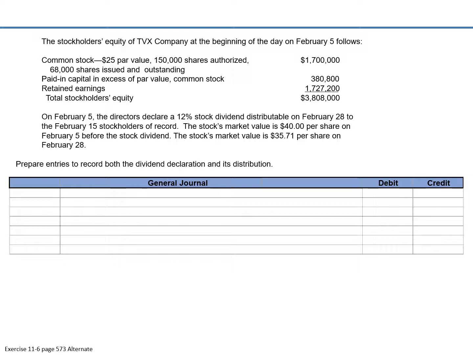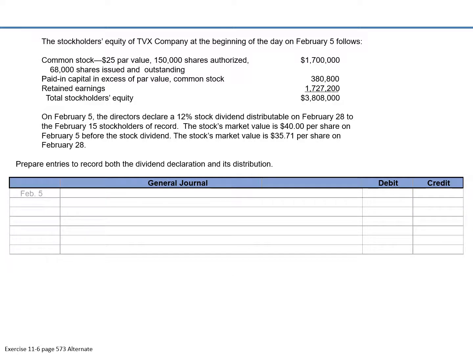All right, so stockholder equity at the beginning of the day on February 5th is as follows. This time they declare a 12% stock dividend on February 28th to the February 15th stockholders of record. Market value before is $40 per share. Market value after is $35.71. What's the journal entry? So a 12% stock dividend is a small stock dividend.